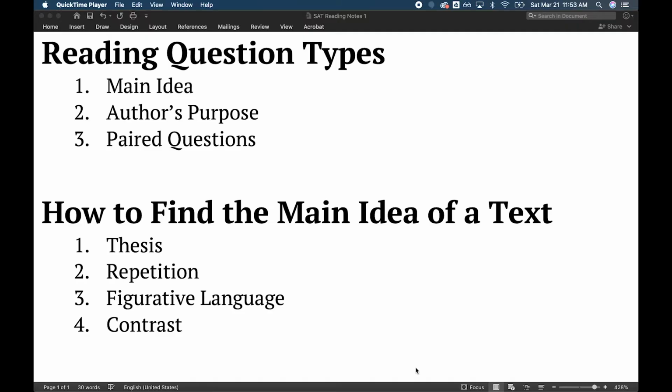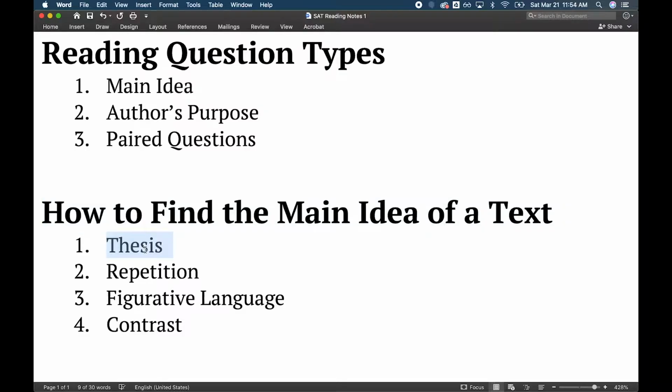All right, so you should have your SAT books in front of you, the big blue ones, and let's dive in. Reading question types today. First, where to find the main idea. Second, the author's purpose in writing the text, which ties closely to the main idea. And then paired questions, where you have to answer a question and then find the evidence for your answer to support your answer.